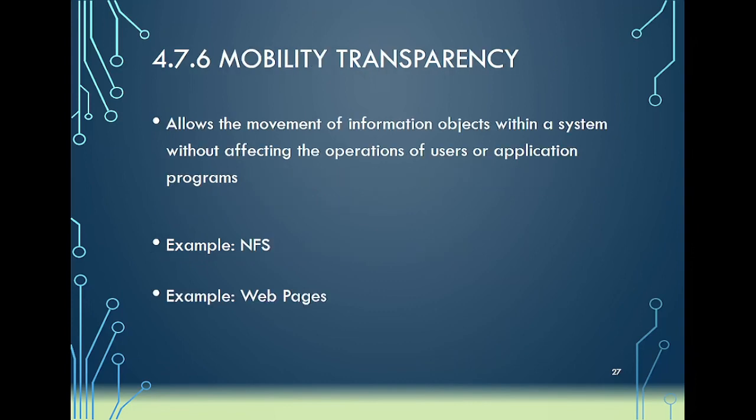The mobility aspect, which we have talked about, allows the movement of information objects within a system without affecting the operation of users or applications. So this is the component of communication. It doesn't matter where you are, at what time, and so on. Communication between the different components of the system should happen regardless of the location, the time, and so on.